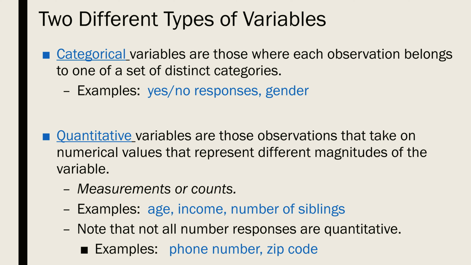Note that not all number responses are quantitative. For example, phone number and zip code are not quantitative variables. There's a trick. If you take average of the variable and the average makes sense, then it is a quantitative variable. For example, average age, average income all make sense. However, the average phone number or average zip code doesn't make any sense at all. Hence, phone number and zip code belong to categorical variables.